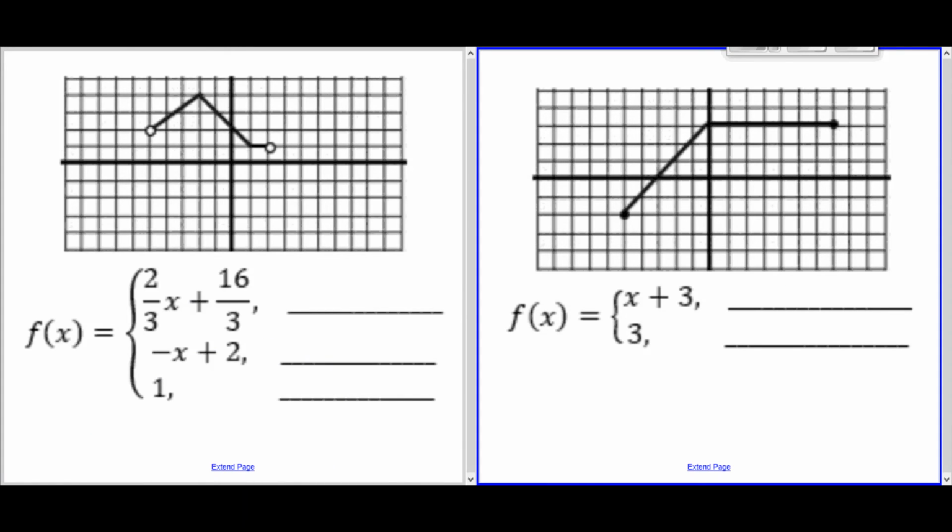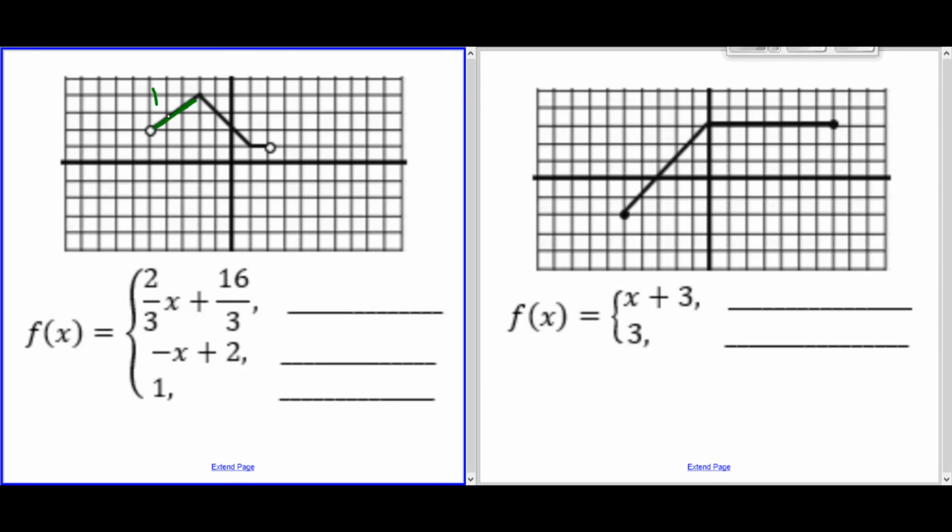All right. These next few examples are what we call piecewise functions. In other words, I'm giving you one or more functions in one graph. So I'm going to identify what function each piece of this graph represents. You always start from left to right, just like you read a book. So 2/3 x plus 16/3 is represented by this piece. I'm going to call this function number 1.